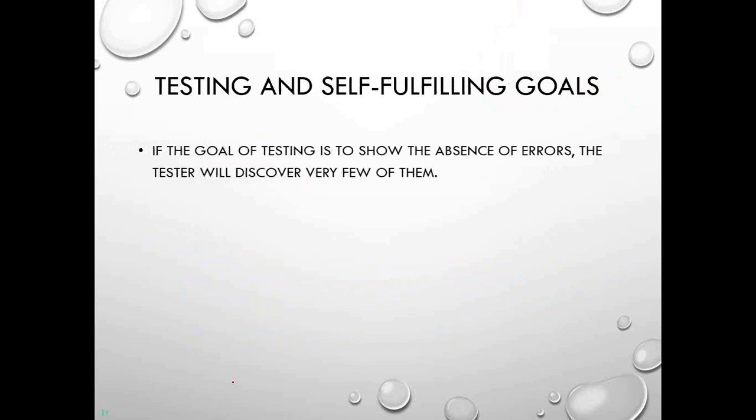Testing and self-fulfilling goals. What exactly is it? If the goal of the testing is to show the absence of errors, the tester will discover very few of them. So pay attention to the 'if': the goal of the testing is to show the absence of errors. Is the goal to show absence of error, that means don't show any error? No, that's not the goal. If that's the goal, then the tester will discover few of them. That means the tester is not going to pay that much attention, and he or she is going to develop very few test cases.